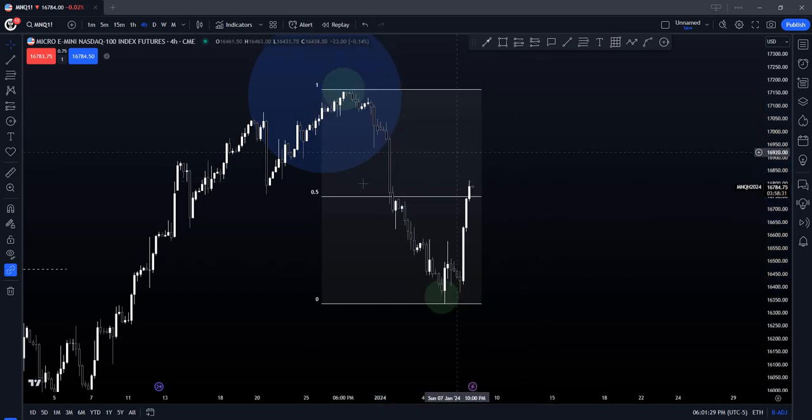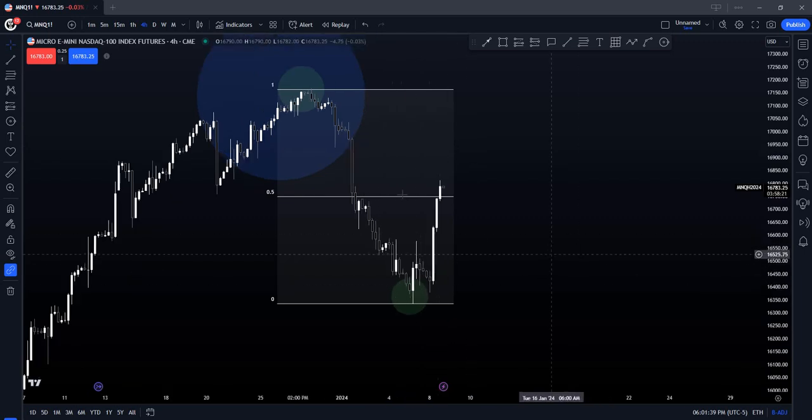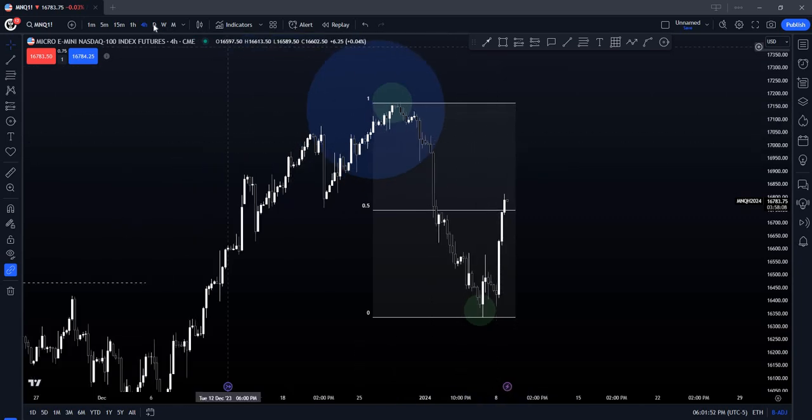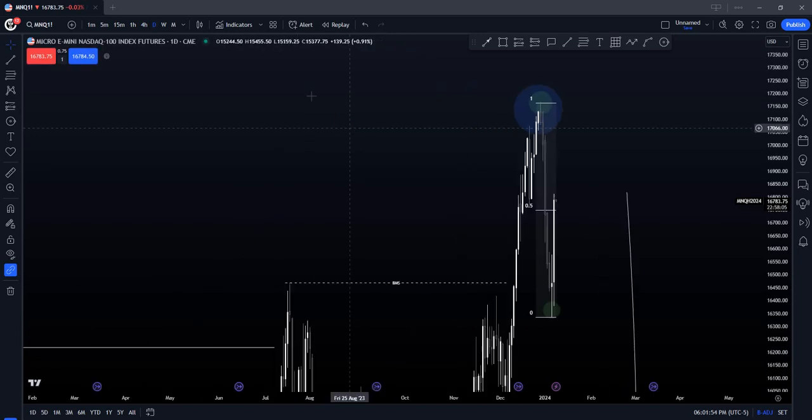So this would be premium and discount. Remember, anything above the 0.5, which is equilibrium, is premium. Anything below the 0.5 is discount. We want to sell in premium, buy in discount. So where are we right now? Current market price is in premium, right? That means we want to sell in this area. And if we want to sell, that is bearish.